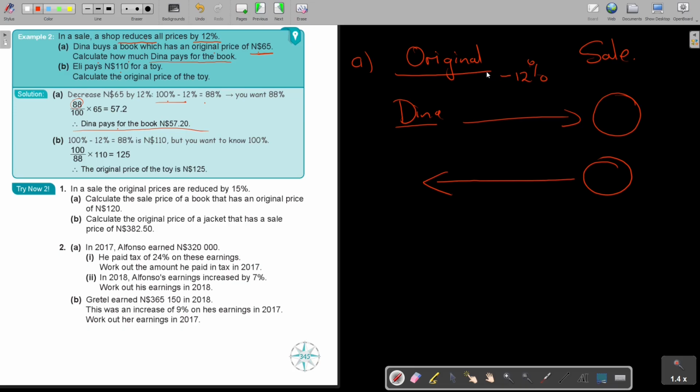So it's exactly the same. It's still 88%, but now I don't put the 88 on top. I put the 100 on top. And then I divide it by 88 and I get 125. So originally it was 125 before it was on the sale. Okay, so just make sure that you don't get confused. When do I move forward and when are they asking me to move back?